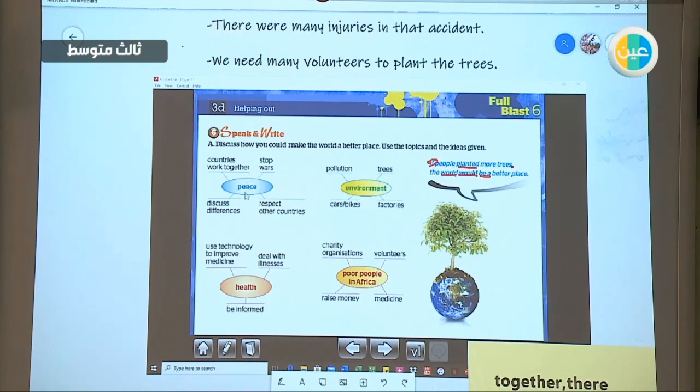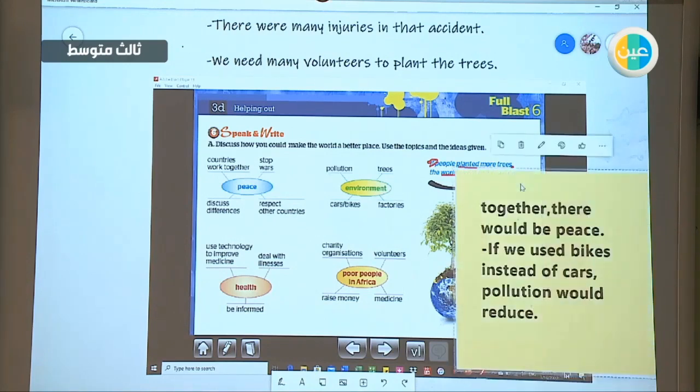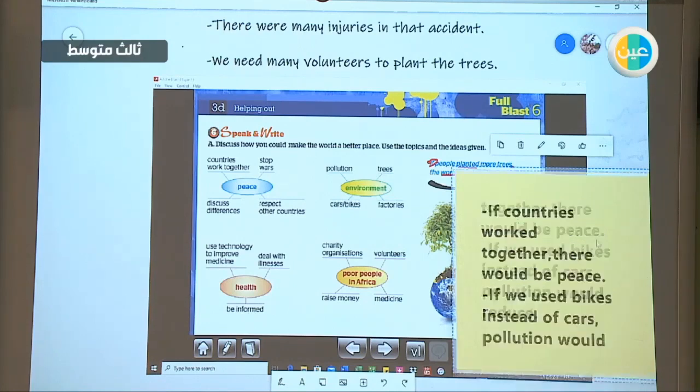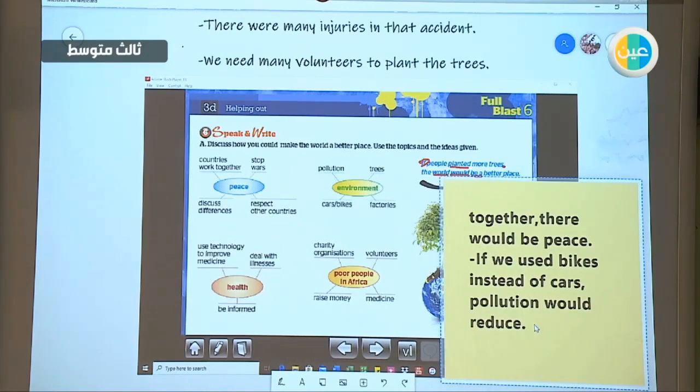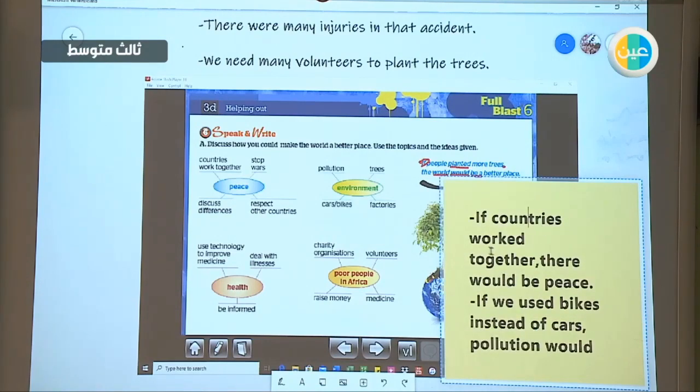If we have, for example, peace, countries work together, stop wars, discuss differences, respect other countries. What can we say about this idea using the conditional sentence? Let's say, for example, if countries work together, there would be peace.